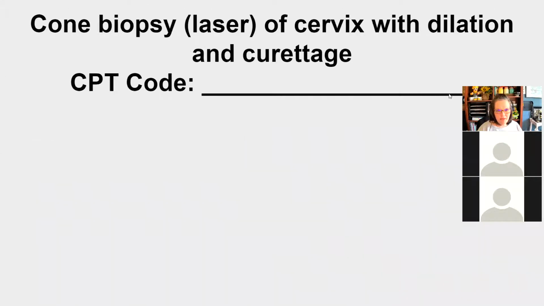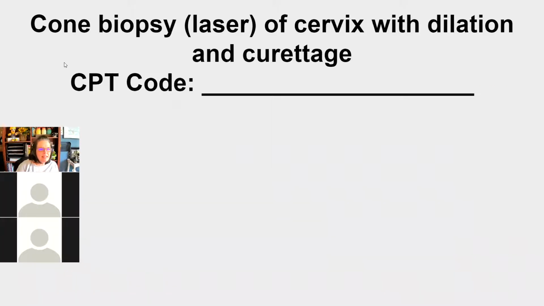All right, move out of the way. This one was a little confusing. I was doing it earlier. It says cone biopsy, laser of cervix with dilation and curettage. By the rules that we talk about, what did we actually do? That's our key term that we have to look up in the back of our CPT in the index. Normally you would look up a biopsy, right, because that is what we're doing.